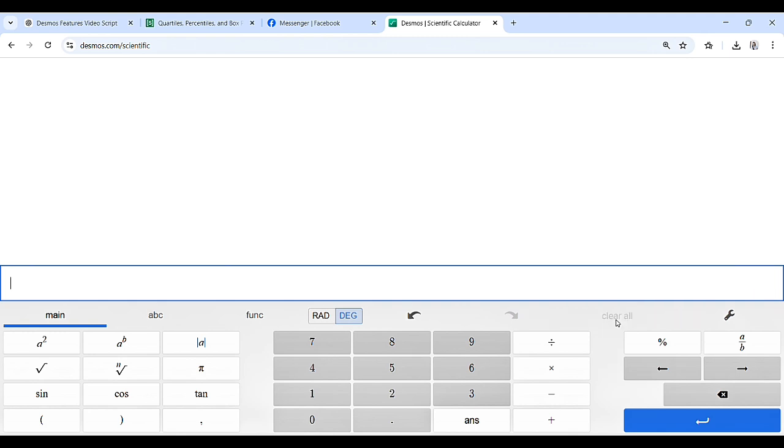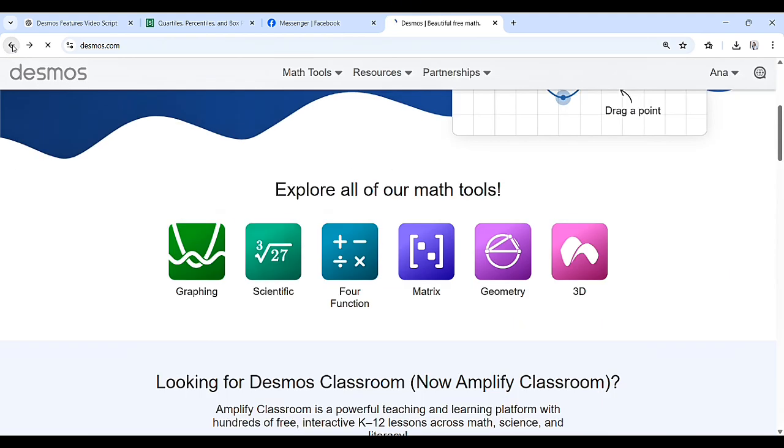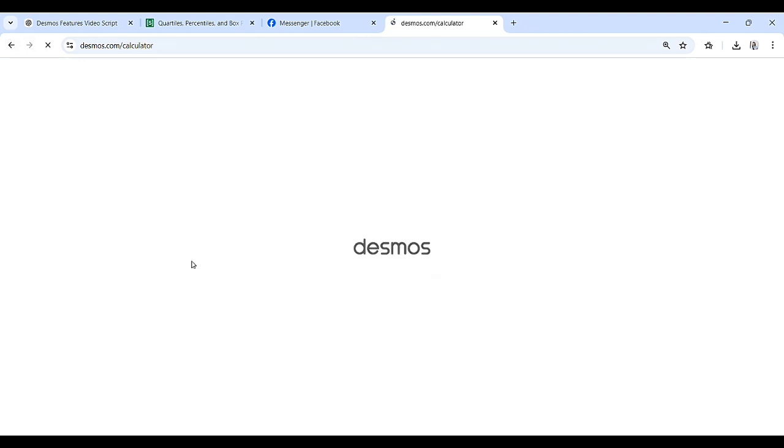For example, you also want to know what is tangent 45, and it will give you the answer, which is equal to 1. And that's the scientific calculator. And let's proceed to the next feature, the graphing calculator.